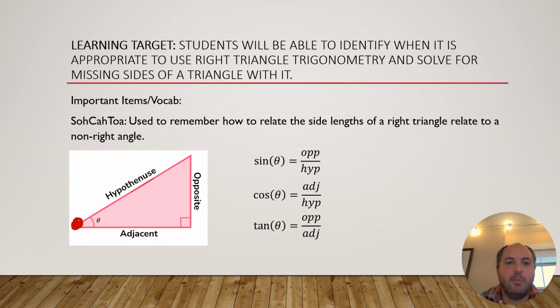But this helps us remember that sine is always going to be opposite over hypotenuse. So we can see that our ratio of sine of that angle will be opposite over hypotenuse. Cosine is going to be adjacent over hypotenuse. And tangent is going to be opposite over adjacent. So this is going to be really useful for us helping solve these problems. So let's jump into an example now.